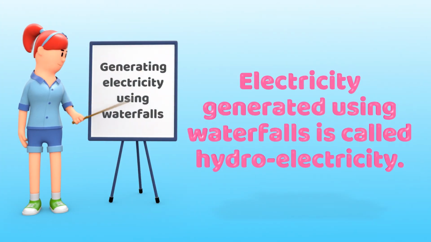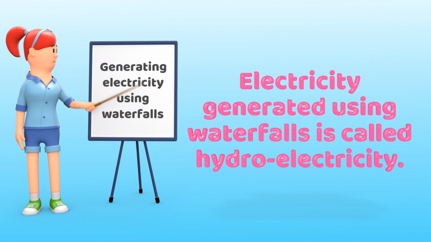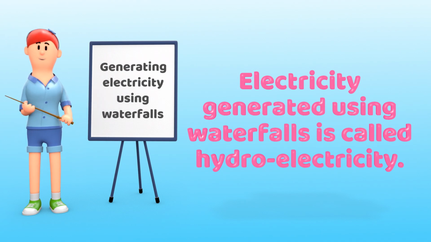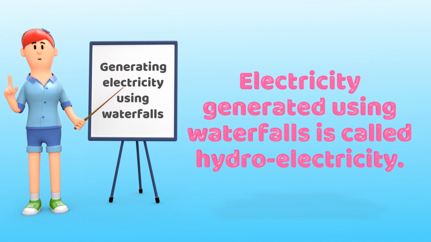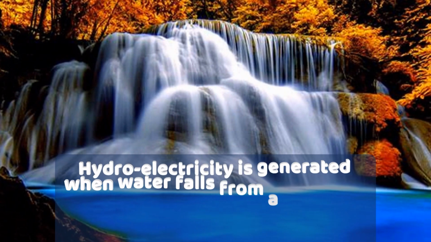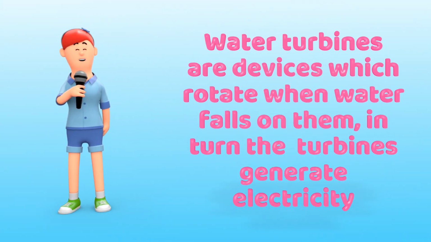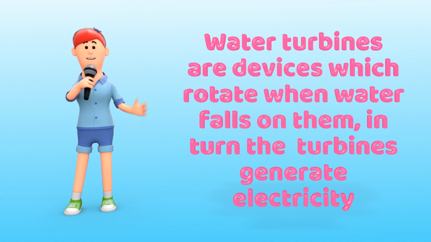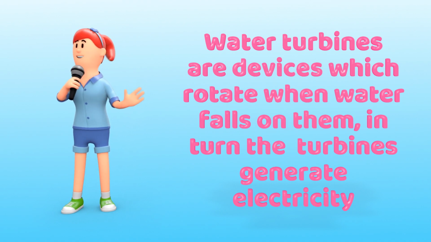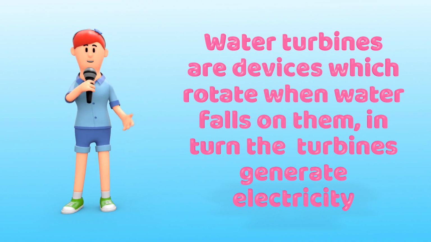Firstly, let's look at how we can generate electricity using waterfalls, which is termed hydroelectricity. Hydroelectricity is generated when water falls from a height to drive the water turbines, which are connected to an electric generator, converting the kinetic energy into electrical energy. Water turbines are devices which rotate when water falls on them, and in turn, the turbines generate electricity.